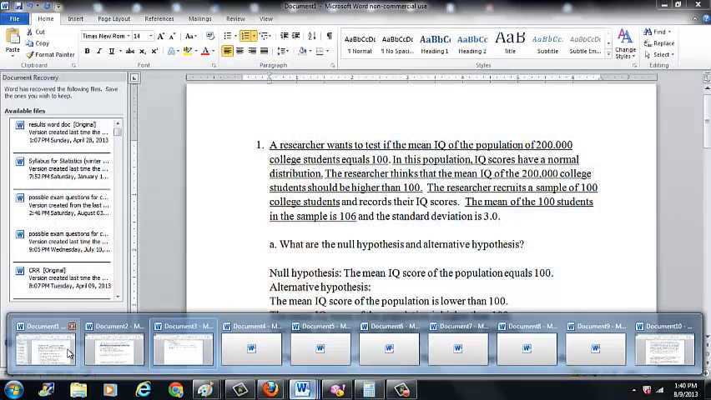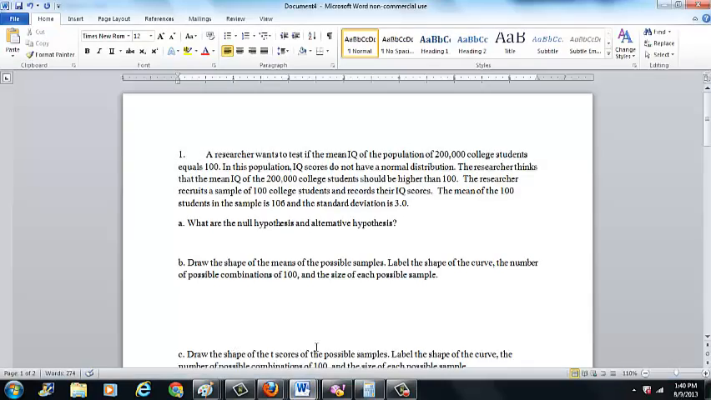Let's see. That covers those. This one is a little bit different because basically everything will follow the same steps that the first 3 questions did, or it'll follow the same rules. The one thing that's different in this question is it's saying that in this population, IQ scores do not have a normal distribution.